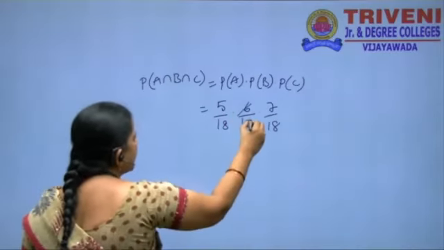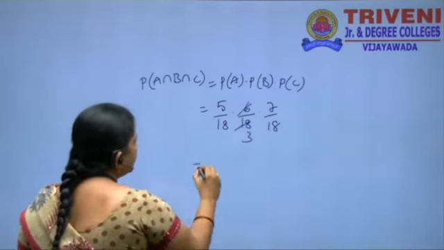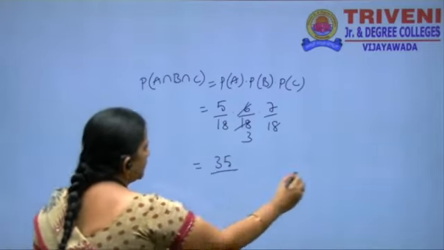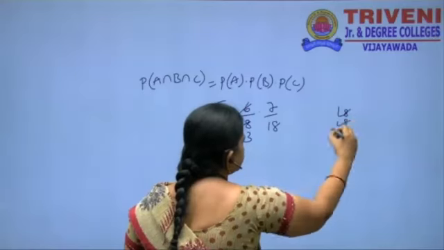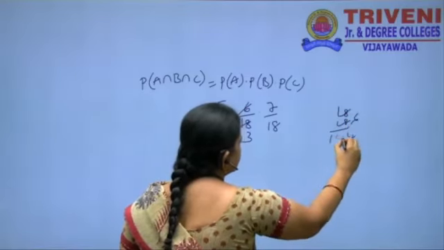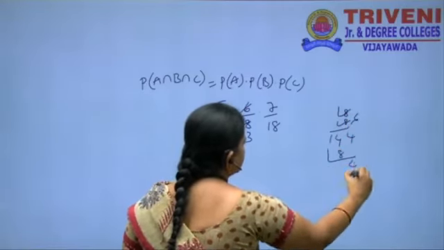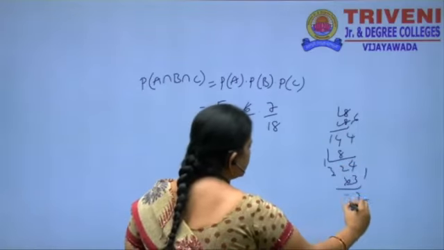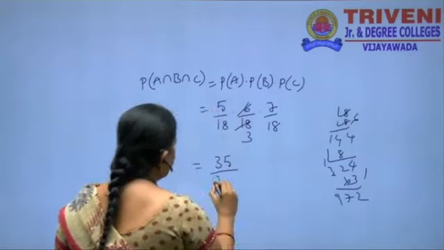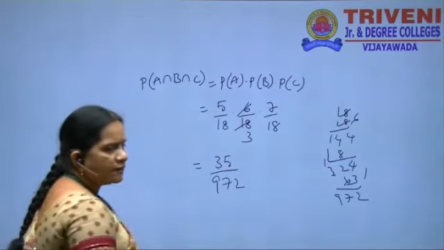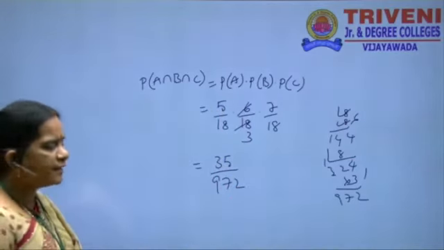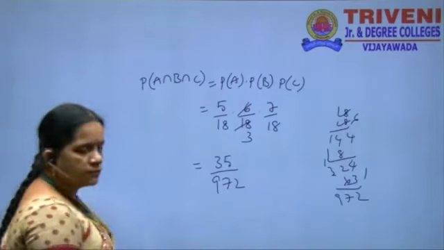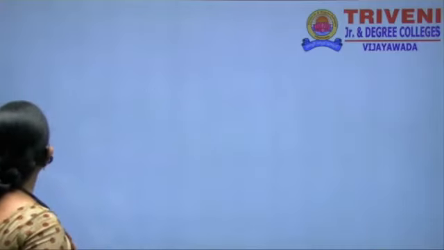Here 6 will cancel 3 times, that is 35 by 18 into 18 into 3, that is 12, 7, 9, 72. Therefore, the probability of getting 3 balls one after another is 35 by 972. Okay, and then we are going to the next problem.